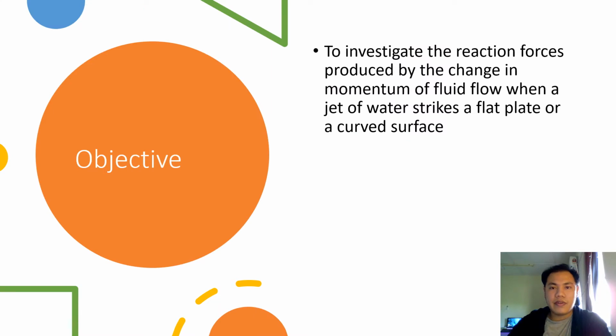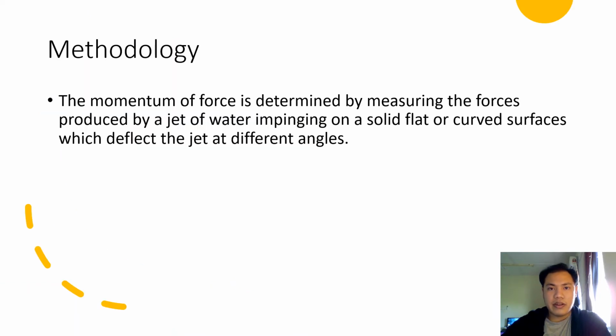The objective of this experiment is to investigate the reaction forces produced by change in momentum of fluid flow when a jet of water strikes a flat plate or a curved surface. This is the methodology that will be used throughout the experiment. The momentum of forces is determined by measuring the forces produced by a jet of water impinging on a solid, flat, or curved surface which deflects the jet of water at different angles.